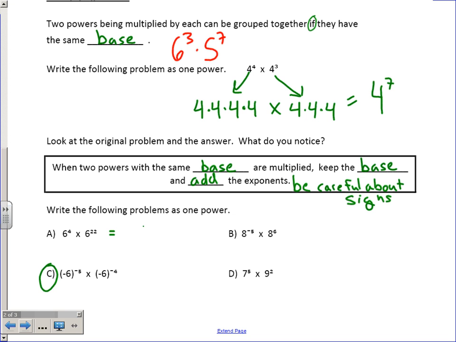So in this situation, the 6 stays. We keep the same base, and we just add the exponents. So that gets us a 26 exponent. And for now, this is all you're going to need to put. That's going to be your answer.